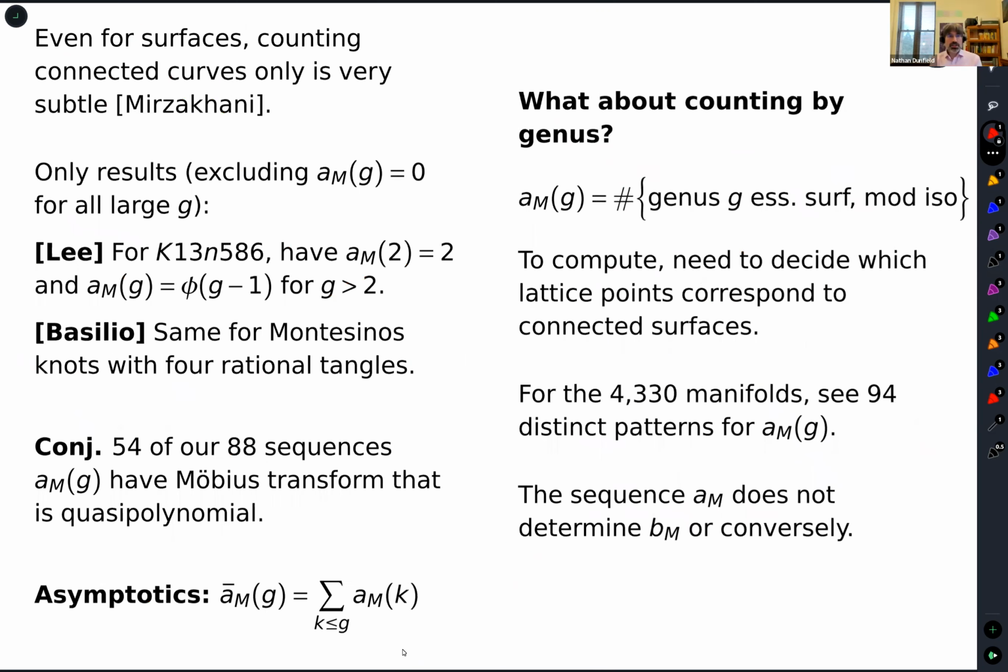Maybe I should say that even in the case of one dimension down, for looking at curves on surfaces, this is a very subtle question that was studied by Mirzakhani. She was looking at embedded curves on surfaces, or more generally multi-curves, so they're allowed to have more components, just like we did here. It's well known that on a genus G surface, the number of multi-curves of length at most L grows like L to the 6G minus 6.